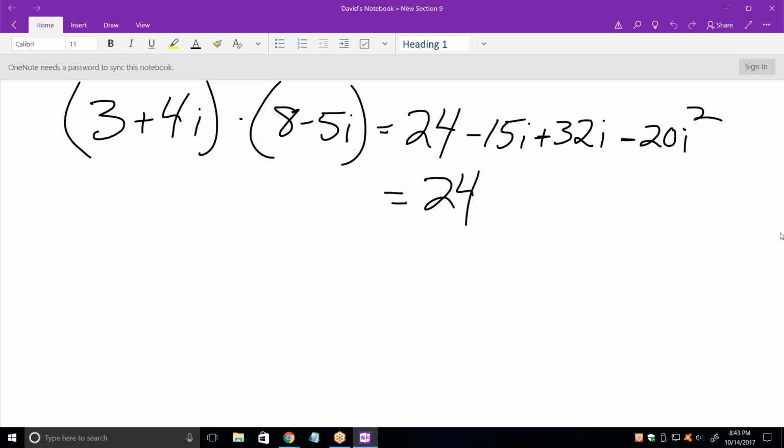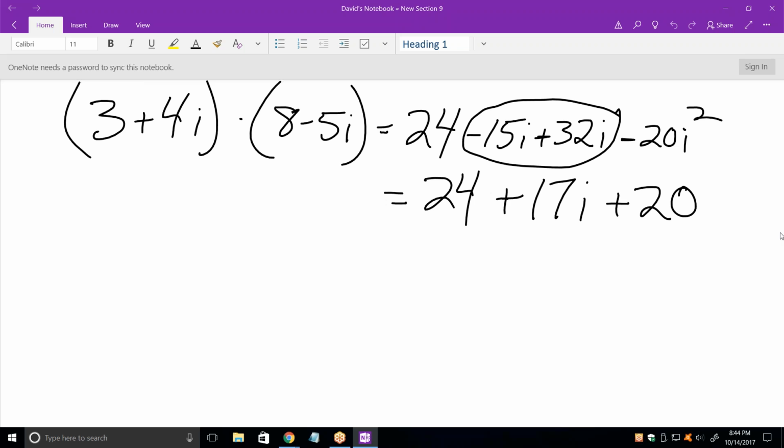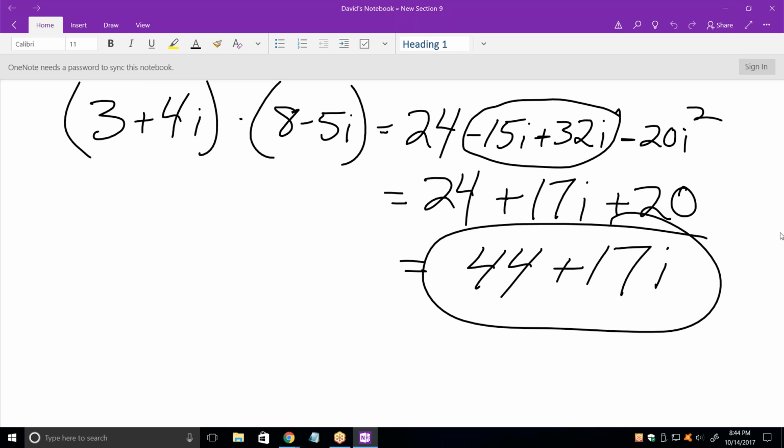So we have 24, and the negative 15i and the 32i go down to 17i. Plus 17i. You need the plus sign. And then that one is 20. Plus 20, yes. Now combine the reals. We have 44 plus 17i. And that's in a plus bi format. 44 plus 17i.